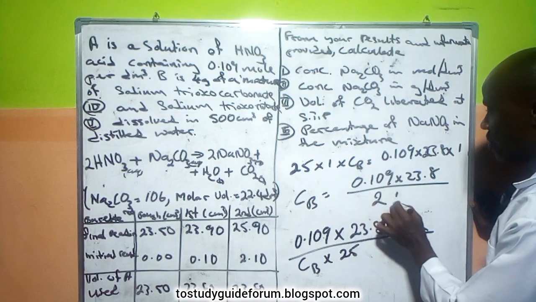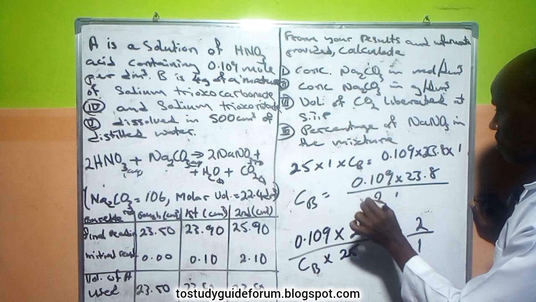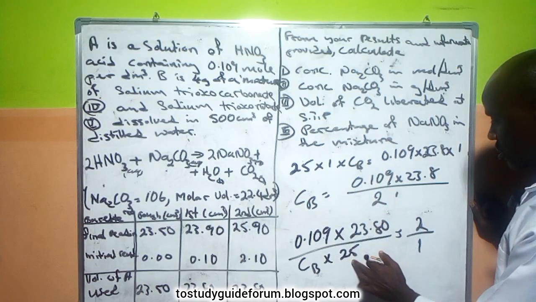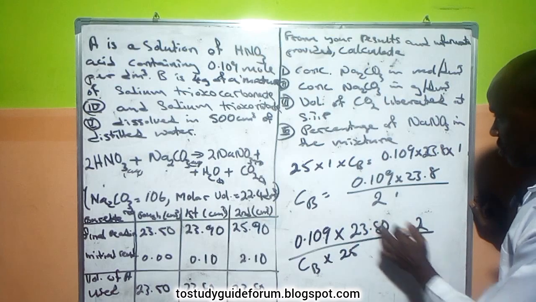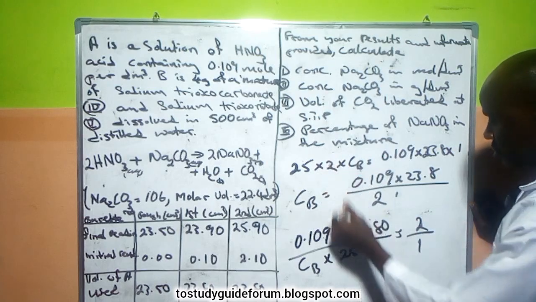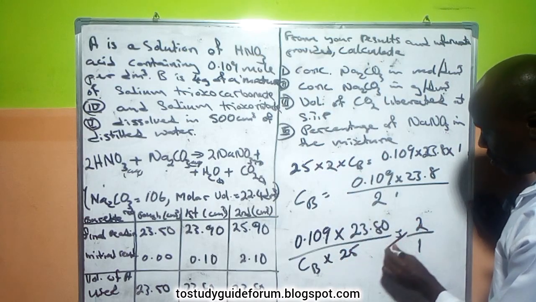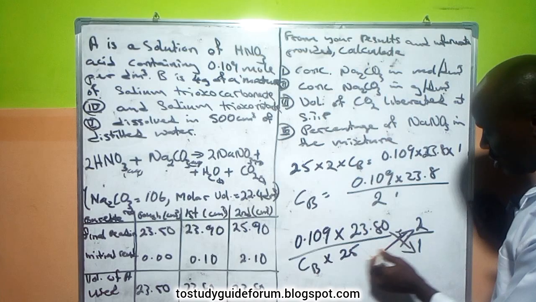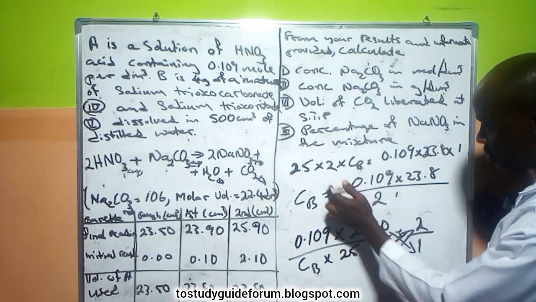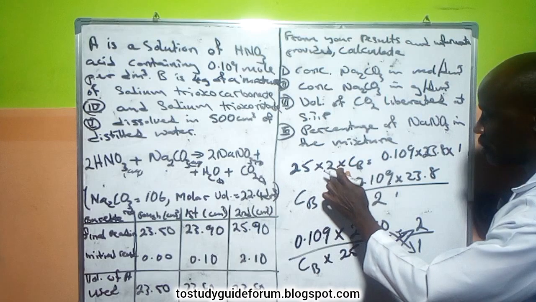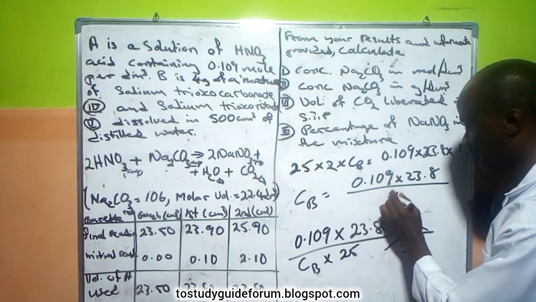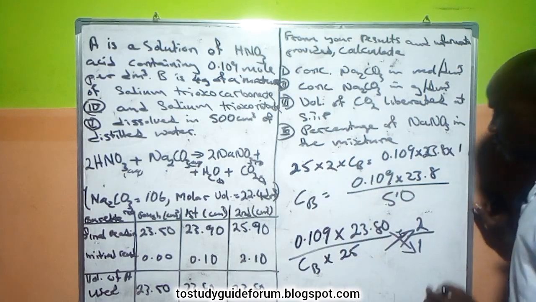Wait, this should be 2. Note, I even skipped something here. Multiplying this one will give us 2 here. That means this 2 times 25 will just give us 50. So we'll leave it there.